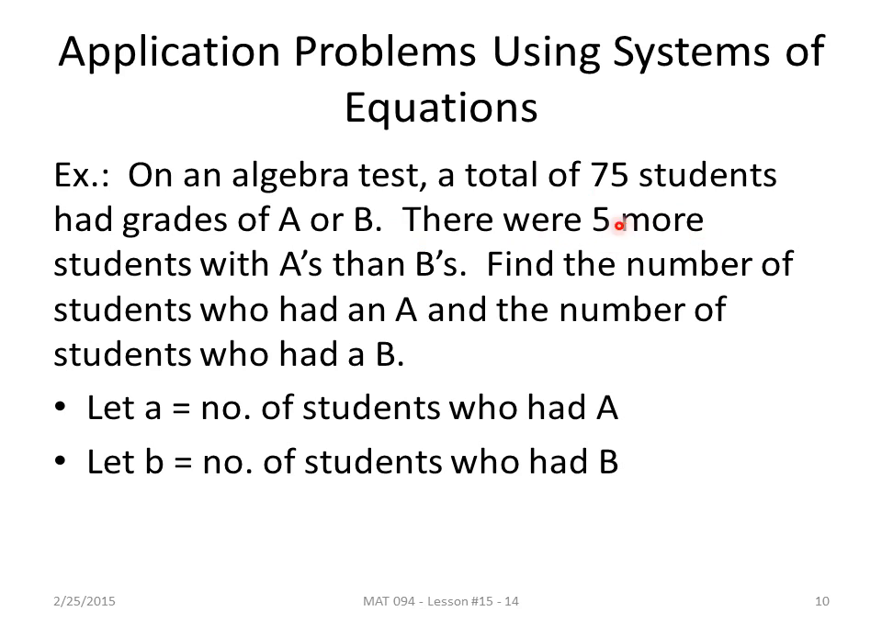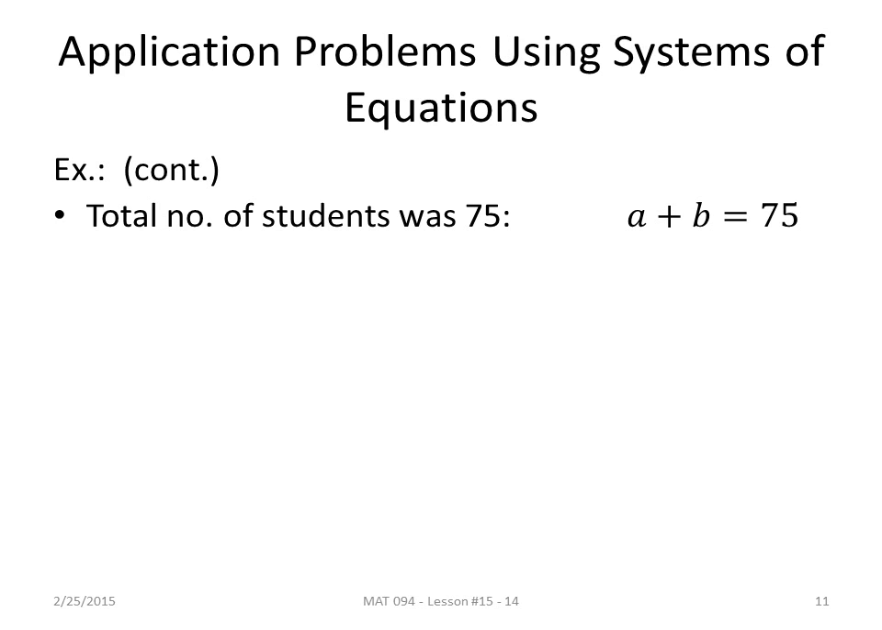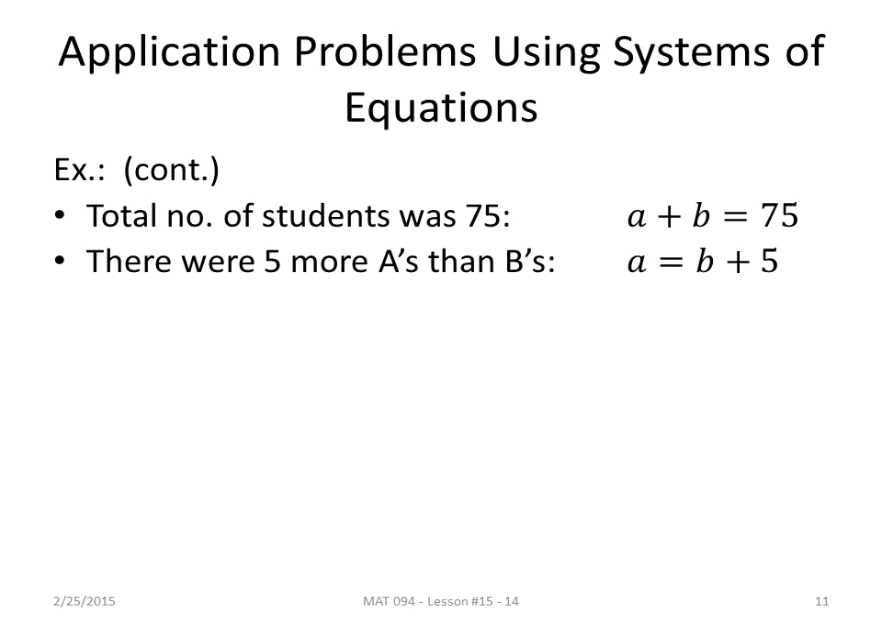The other part here, 5 more students made an A. A is 5 larger than B. So A is going to be B plus 5. Put that together. Total number of students was 75: A plus B equals 75. That's what total means, to add up. 5 more A's than B's: A equals B plus 5. Now I have two equations with two unknowns. That's a system of equations.